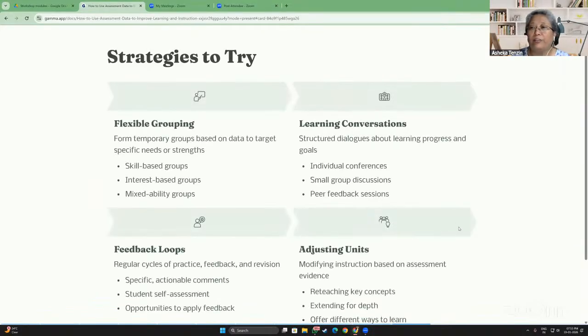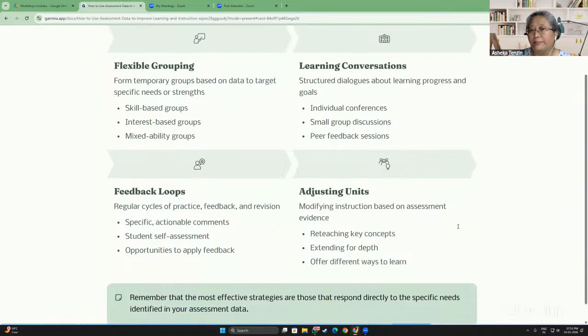Now, what are the different strategies that you're going to try? You can use flexible grouping. You can create skill-based groups. You can create interest-based groups. You can create mixed ability groups. Okay. Based on the data, in order to target the different specific needs, then you can create different groups.